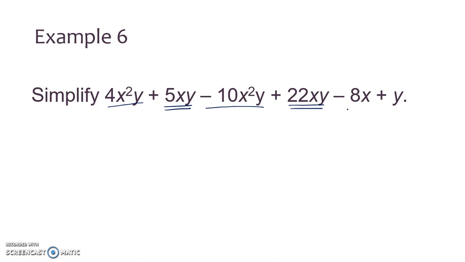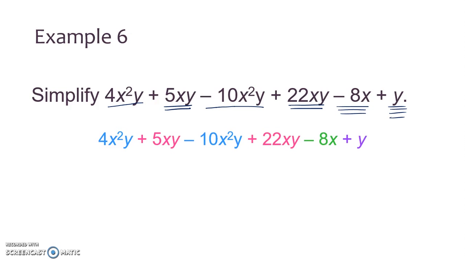Then keep moving down our row. Now I have a negative 8x and a y. So this is again where you might want to use colored pencils to underline it, or you can use multiple lines to show the difference between the different ones. I've color-coded them here on the slide so we can see them more easily. So first off, we'll combine our 4x squared y and our negative 10x squared y. That'll give us a negative 6x squared y.